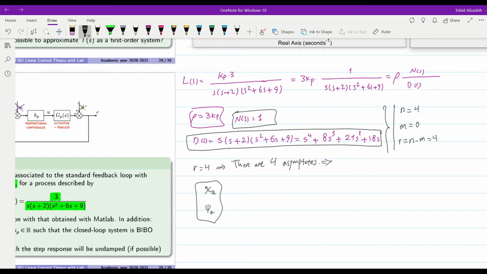On the other hand, looking at n of s and d of s, we can see that there are no zeros. We already have written that. And for the poles, we have the first pole at s1 equal to 0, the second one at -2, the third one at -3, and the fourth one at -3. So we have a repeated pole at -3. In total, there are 4 poles for this system.